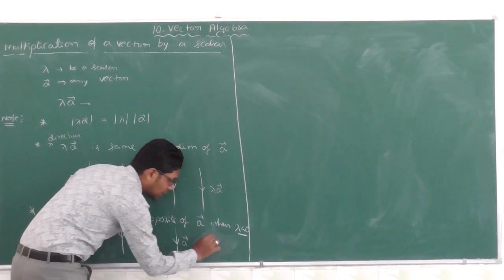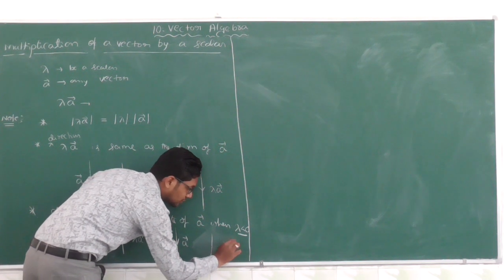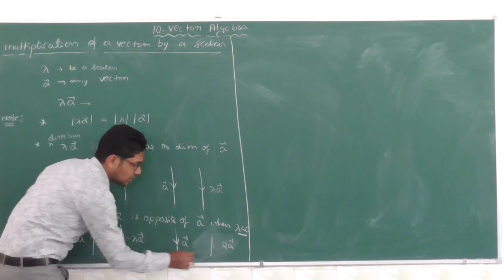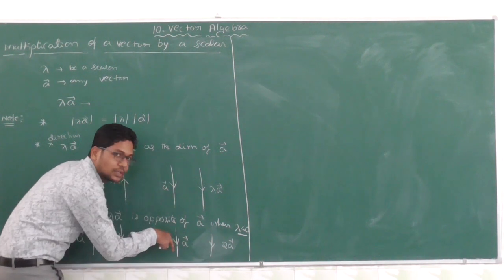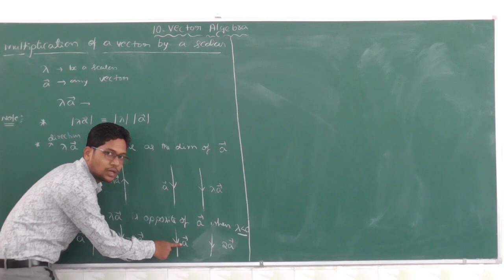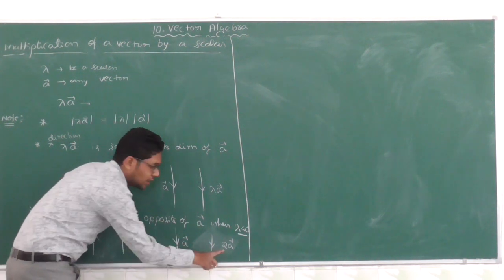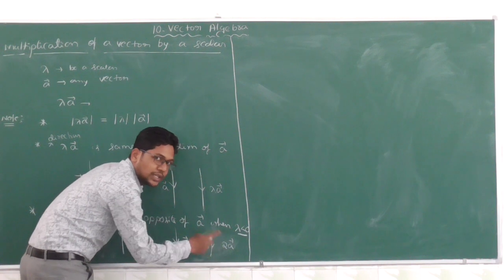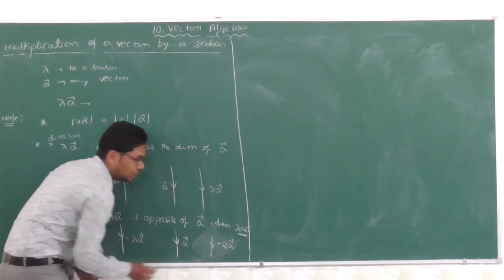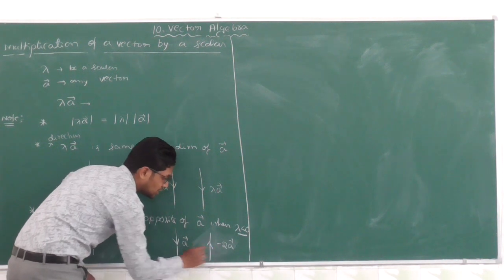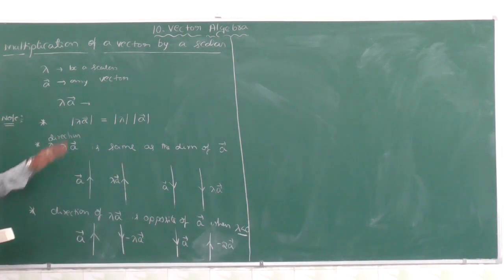Suppose the vector is 2a, then what about the direction? The direction is the same as the a vector. If lambda is not negative, the direction should be the same as a vector. If it is negative, then the direction is opposite of a vector. Hence, this is the multiplication of a vector by a scalar.